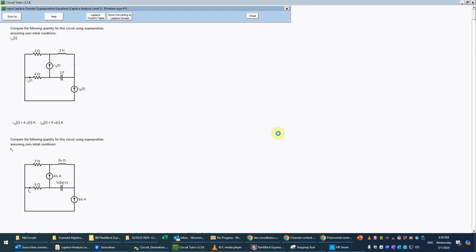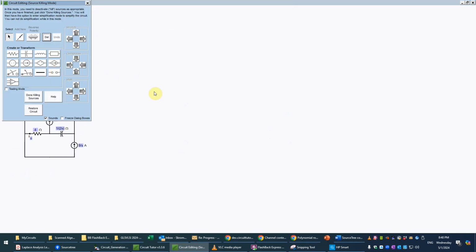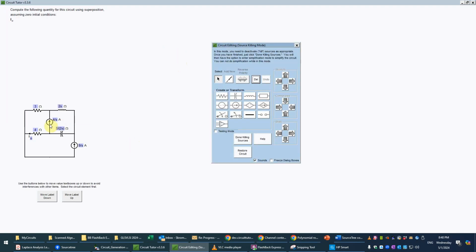Now it'll go ahead and redraw that circuit for us in the Laplace domain, and remind us that we do need to use superposition to get credit for the problem. So that means we need to begin always by killing sources. That is, by deactivating one of the 2 current sources at a time. So we'll click on that to go into the circuit editor in that special mode for killing sources. We can kill either one. Let's just do this one first, I guess.